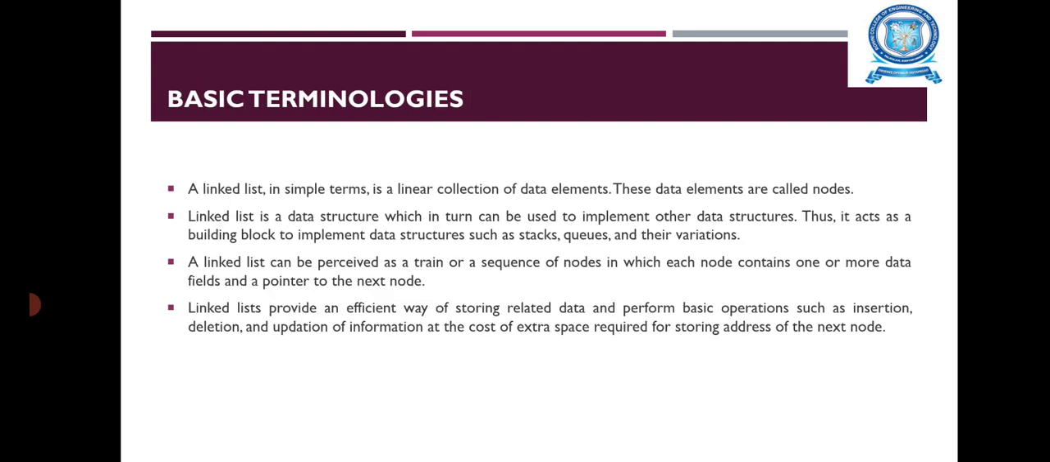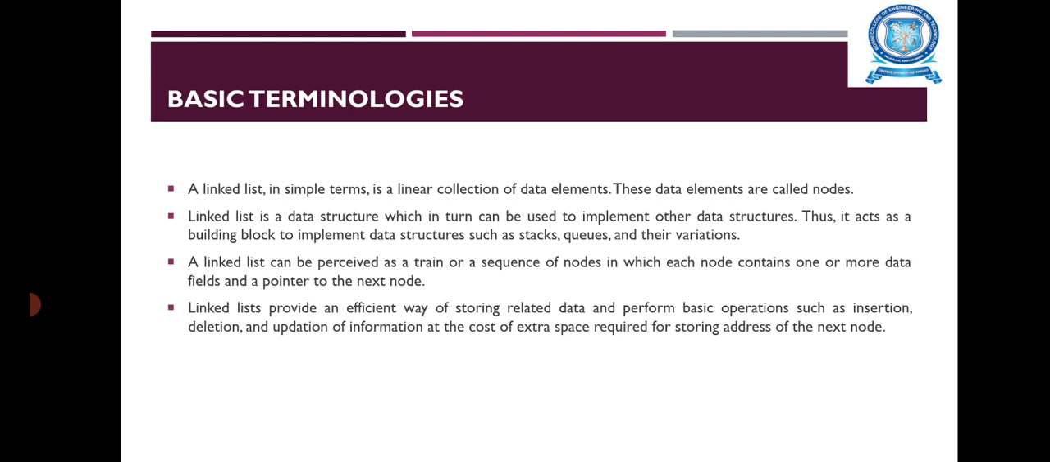Some of the basic terminologies used in the linked list. A linked list, in simple terms, is a linear collection of data elements. The data elements are called nodes. The linked list is a data structure which in turn can be used to implement other data structures. Thus, it acts as a building block to implement data structures such as stack, queue, and their variations.